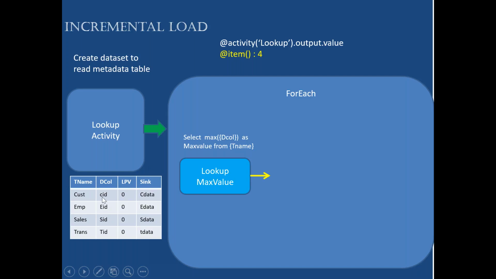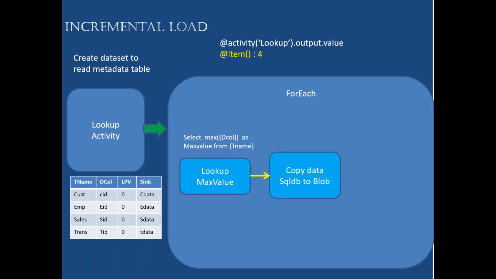Delta column will come from here because one time you need to pass order date, another time you need to pass CID. That's why the delta column should come dynamically from the for each. Max value from table name. Table name also should come dynamically. So first, let's say the cust table came with the CID, then it will become select max of CID as max value from cust. Next, when order date came from the product table, then it will become select max of order date as max value from product.